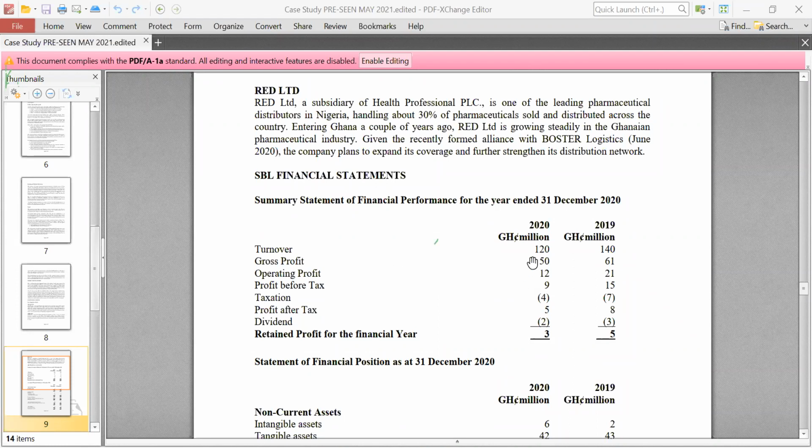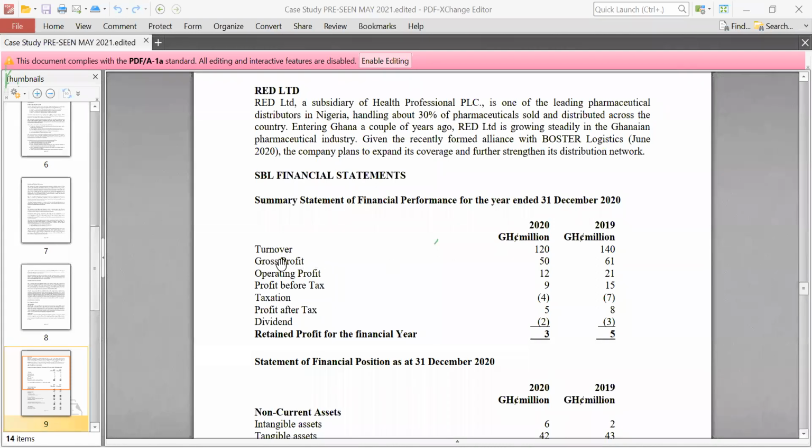you look at gross profit as a percentage of turnover, right? Then you can tell exactly what's happening. So if you look at gross profit as a percentage of turnover, for 2020 it was 42%, and for 2019 we have 43%. These are several analyses that you can do around the financial statement to understand what is going on.